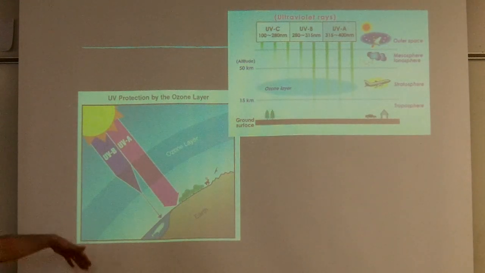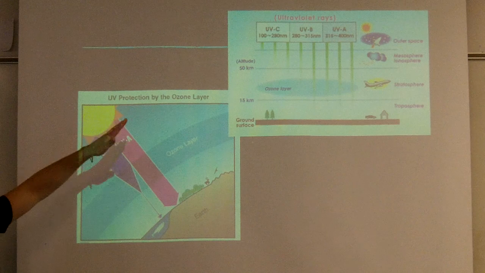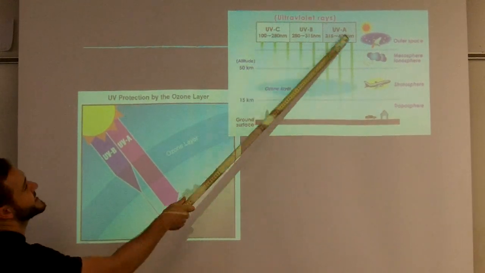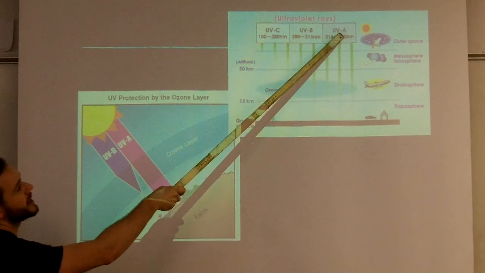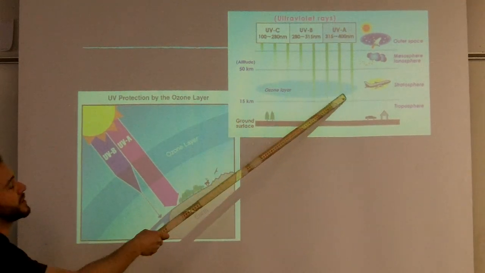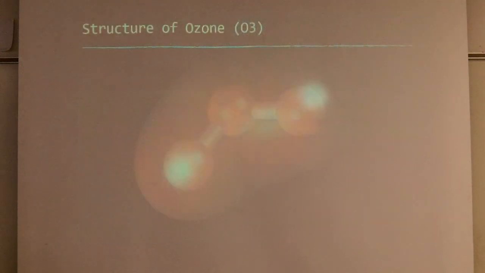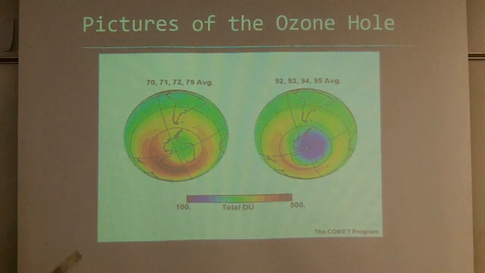This is just showing you that there are different types of UV radiation, A, B, and C. A has the highest intensity, so it can make it through, and the UV light that we do get is UVA. But UVB and C are predominantly filtered out. Ozone, this is a bent polar molecule, 3 oxygen atoms bound together. Lovely. Alright, so this is a picture of the ozone hole.